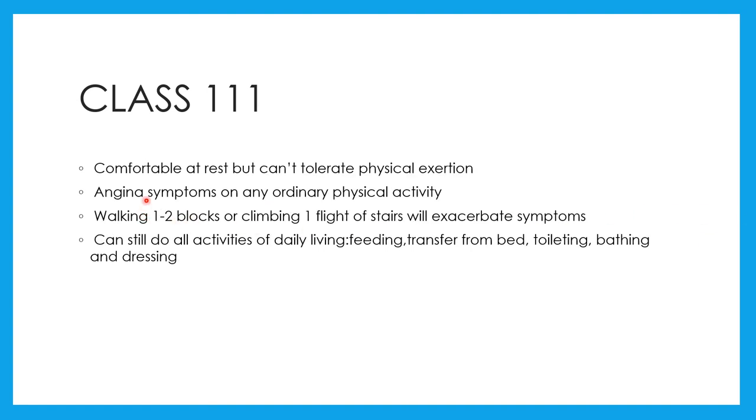Or, if someone is saying class 2 is bad, how about class 3 then? Class 3 means they will be comfortable at rest, but they can't tolerate any physical exertion. Symptoms will occur on any ordinary physical activity. Walking one or two blocks or climbing one flight of stairs will exacerbate their symptoms. So they are living maybe in an apartment building, and they can get to their respective rooms through the elevator, but if they have to climb the stairs, on getting to their rooms, they'll be in trouble.